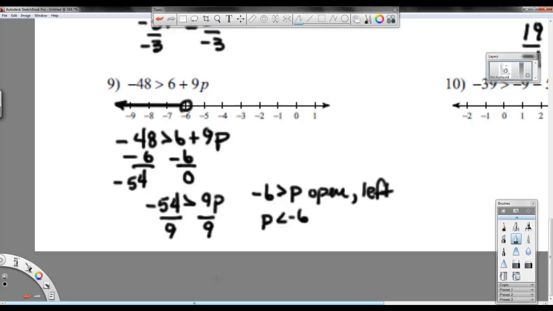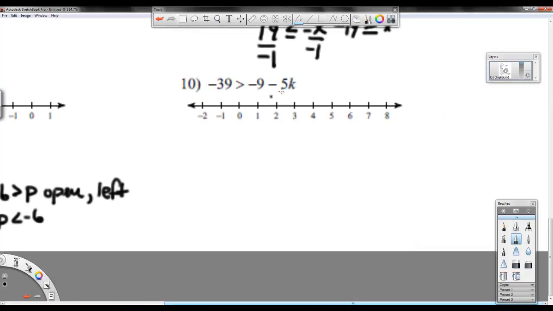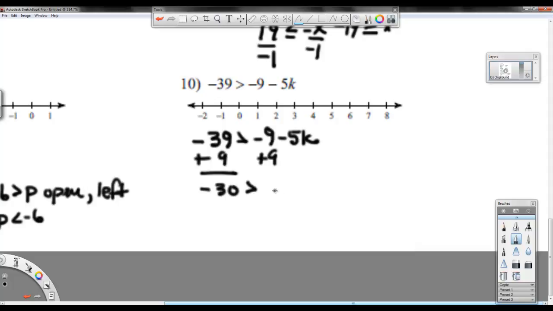Very good. Okay, the last one. Again, you can see we're going to be dividing by a negative number, so this inequality will switch. Negative 39 is greater than negative 9 minus 5k. I'm going to add 9 to each side. Negative 39 plus 9, they're different signs, so I subtract the smaller digits from the bigger ones. So this will give me negative 30 is greater than negative 5k. Now divide by negative 5 on each side. And because I divided by a negative number, this has to switch.